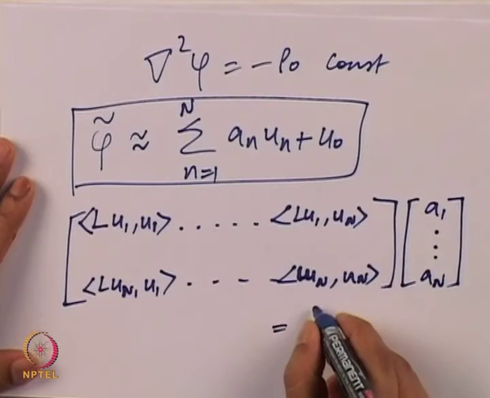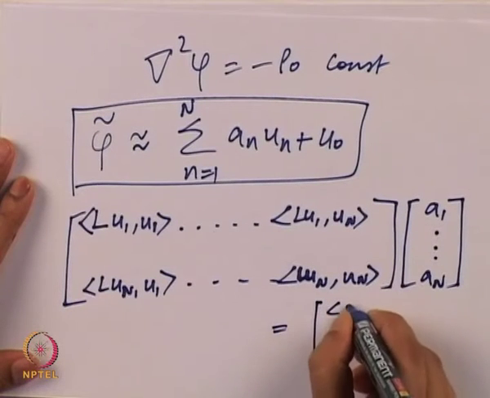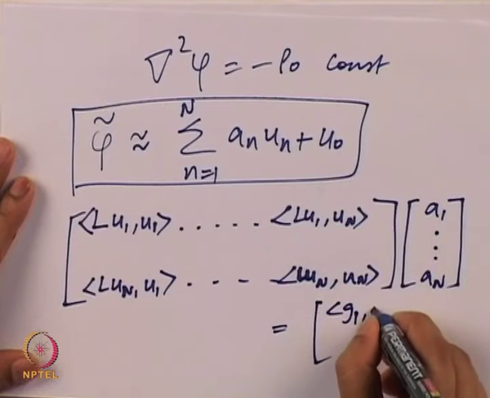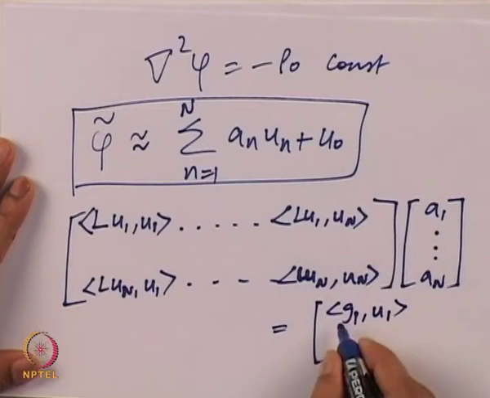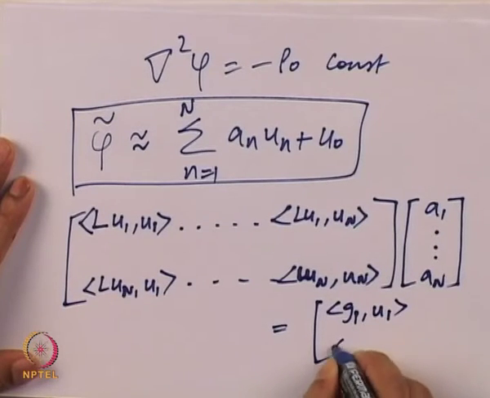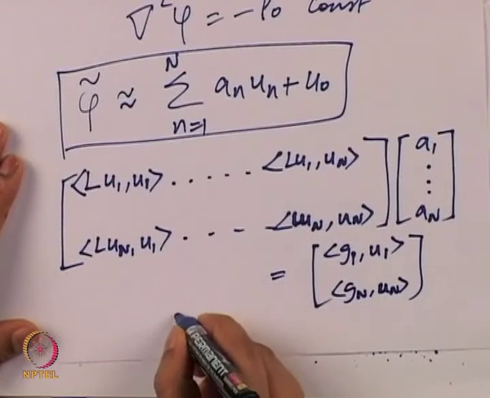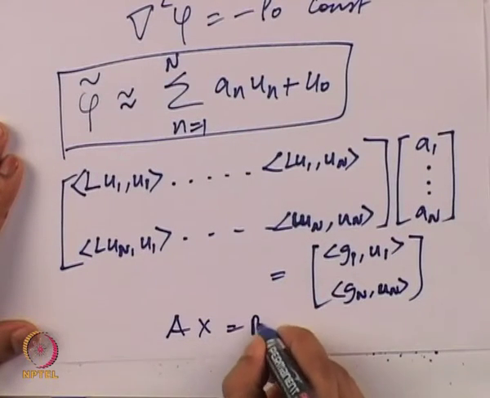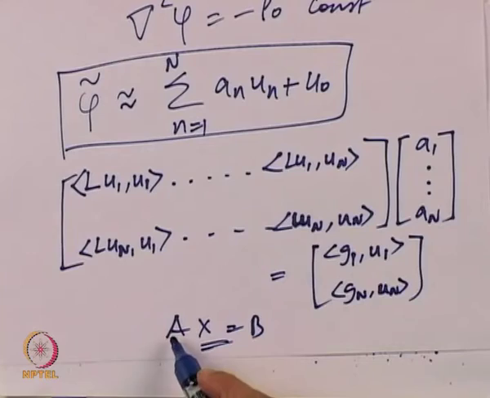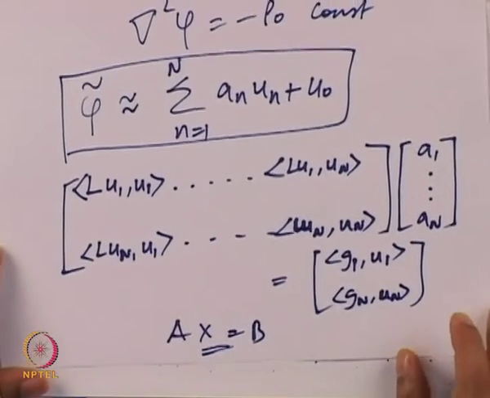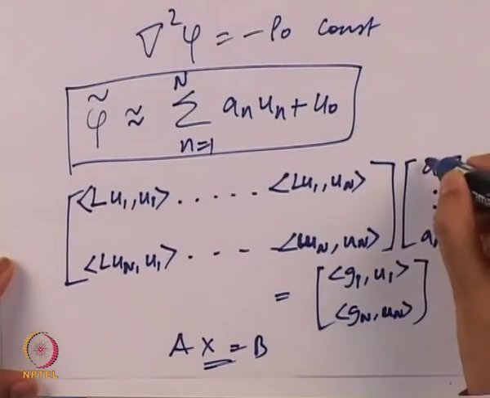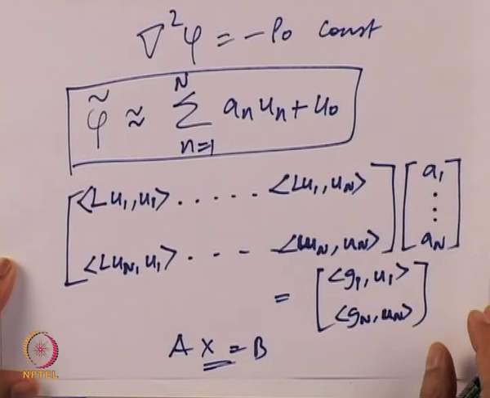On the right hand side it is going to be a vector of the inner product of g1 comma u1, and the last term is going to be the inner product of gn comma un. This is nothing but, in matrix form, Ax equal to b, and we are interested in finding the value of x by taking the inverse. So this is the way we are going to do this problem. What we are interested in is finding these coefficients. That's the way we are going to solve it, and we'll see what the coefficients are going to be in the following steps.